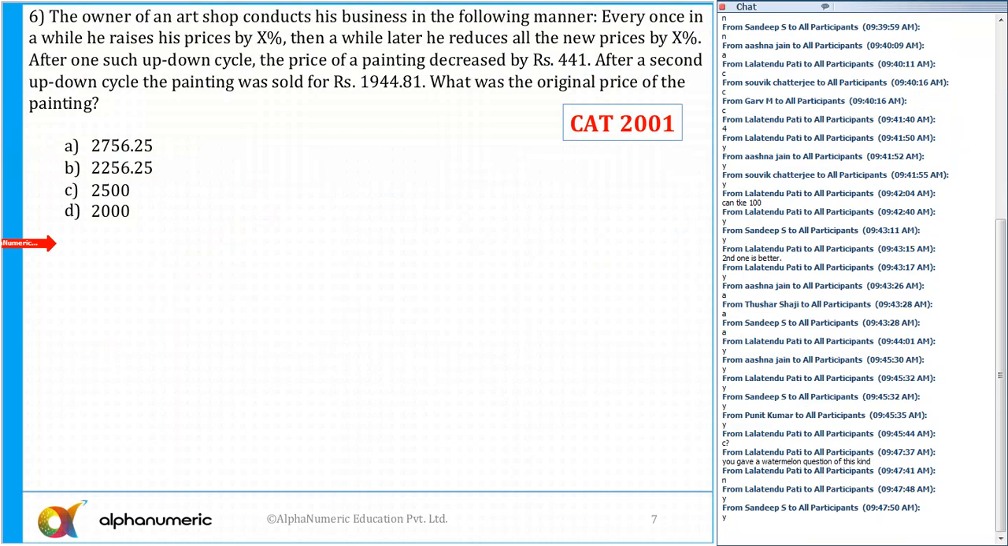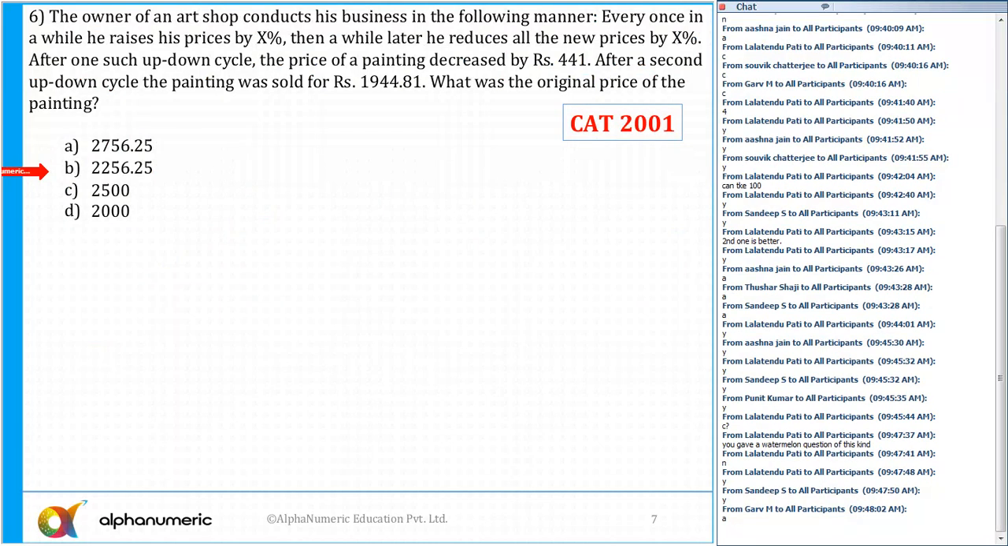Number 6, again a very, very important question. It says the correct answer of this question is option A. Now, it says the owner of an art shop conducts his business in the following manner.